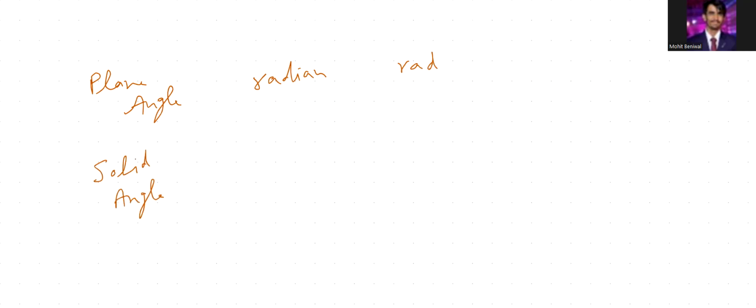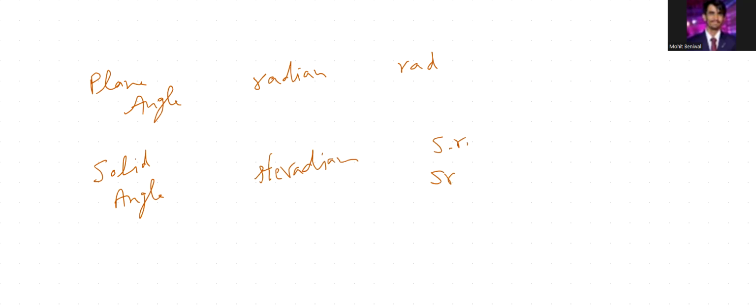Then we have two more additional units. First one is plane angle. Unit is radian, RAD symbol. Next one is solid angle, that is steradian. Symbol is SR simply. Okay.